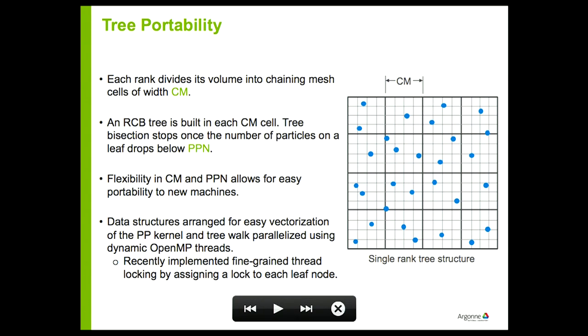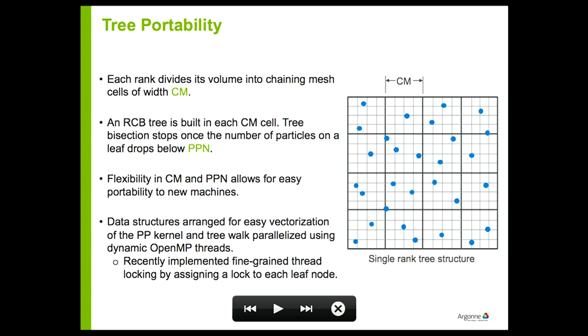So on the KNL, for example, the tree structure works in the following way. On a given MPI rank, we divide the volume into a set of chaining mesh cells of width cm. And then inside each one of these chaining mesh cells, we build an independent RCB tree. And the depth of the tree is determined by a parameter called ppn, such that once a given leaf node has less than ppn particles on it, the tree bisection stops.